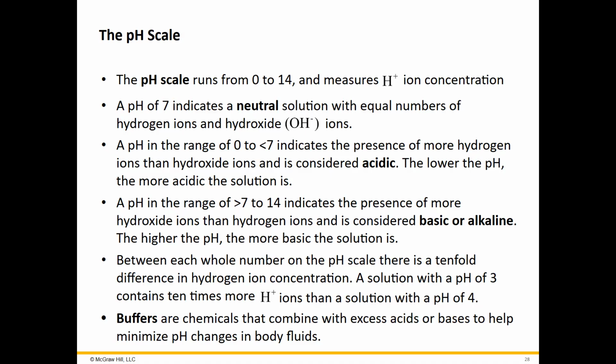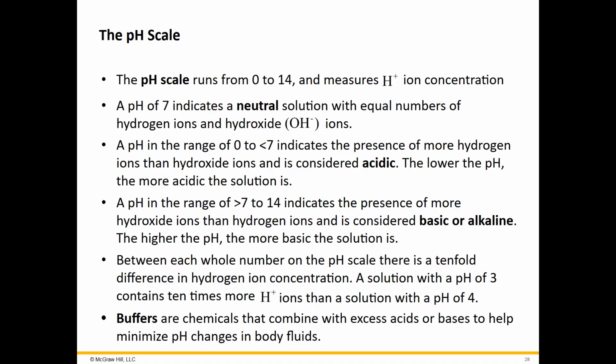The fact here is that between every whole number on the pH scale, there is a magnitude of 10 times more or less hydrogen ions. I don't care if you know that, right? The pH of 3 will have 10 times more hydrogen ions than a pH of 4. That's not important for you to know, okay? Just know more hydrogen, more acid. Acid exists from anything lower than 7. More hydroxide, more basic or alkaline, that's anything above 7. If it's at 7, it means there's an equal balance between hydroxide and hydrogen ions.